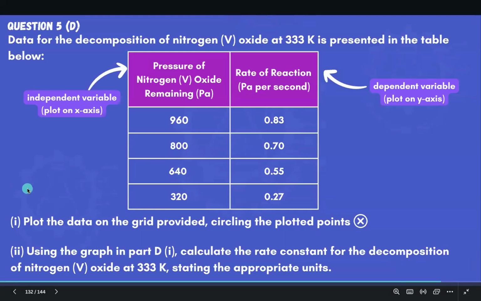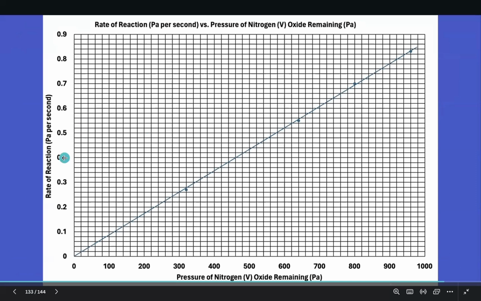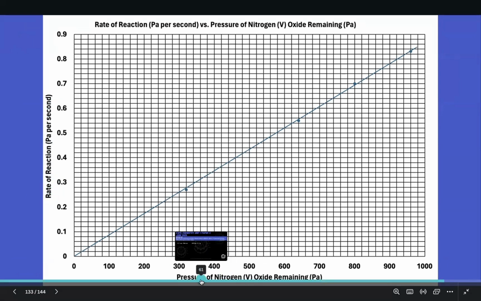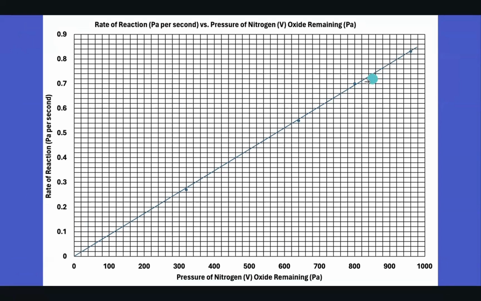And so this is what that plot looks like, okay? So here's our plot. On our y, we have rate, which is our dependent variable. And on our x, we have our pressure, which is the independent variable. And so we have a nice little straight line here, and I've drawn a line of best fit going through most of the points. So this is the plot that we were expected to draw there for D part I.